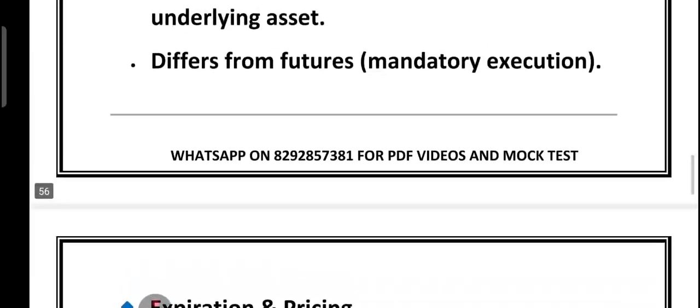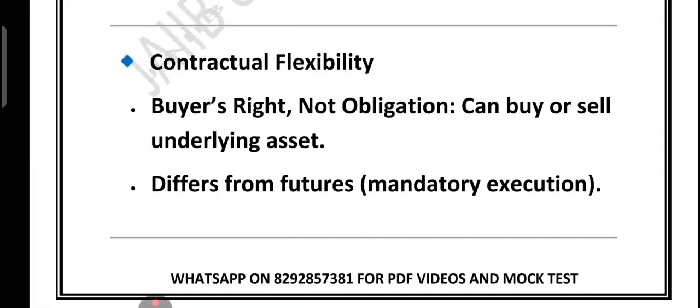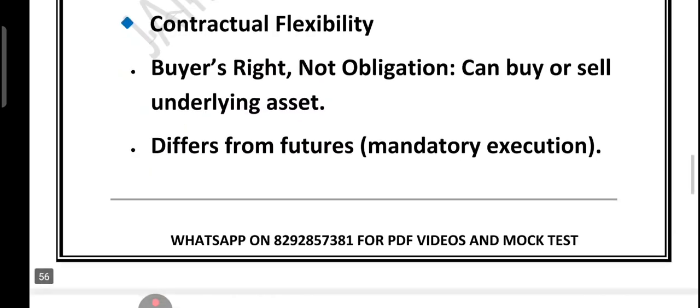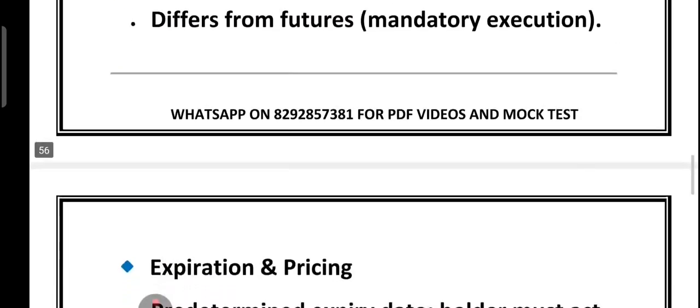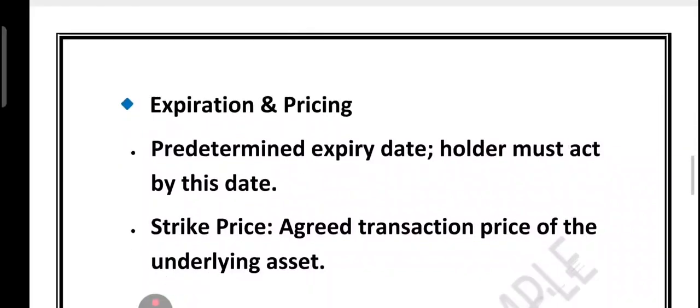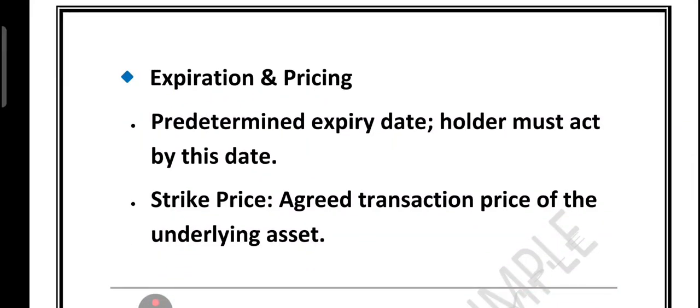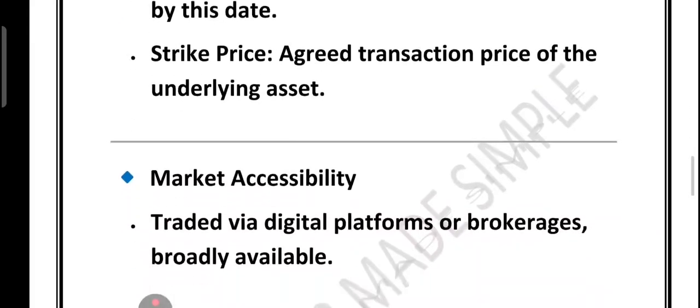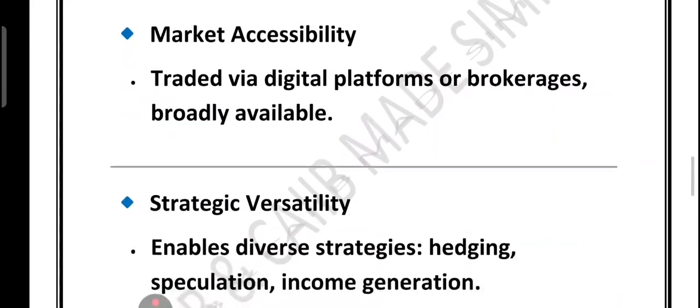There is something called contractual flexibility. The buyer of an option has the right but not the obligation to buy or sell the underlying asset. Unlike futures, you don't have to execute the trade if it is not profitable. So remember, buyer has the right but not the obligation. Futures are mandatory execution. Then we have expiration and pricing. Options have a fixed expiry date. You must decide to act before this date. And the strike price is the agreed price at which you can buy or sell the asset. So remember, the expiry date is like a deadline to act, and the strike price is a preset transaction price.